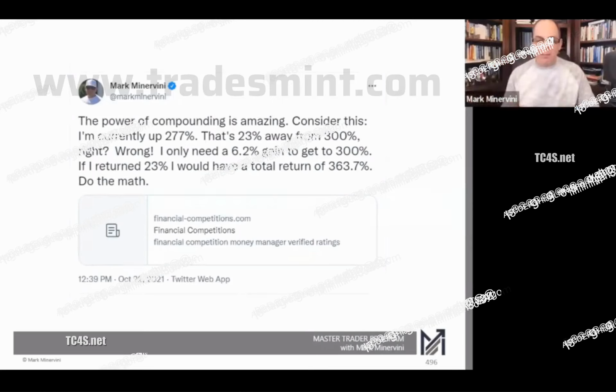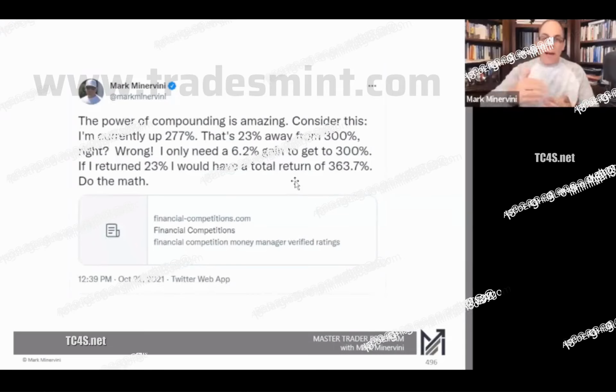So I tweeted this in 2021. I said, the power of compounding is amazing. Consider this. I was right in the middle of the U.S. Investing Championship. It was when I was up 277% during the later stages, October of the contest. I said, I'm currently up 277%. That's 23% away from 300%, right? Wrong. I only need a 6.2% gain to get to 300%. If I return 23%, I would have a total return of 363.7%. Do the math. That's what I call the power factor.